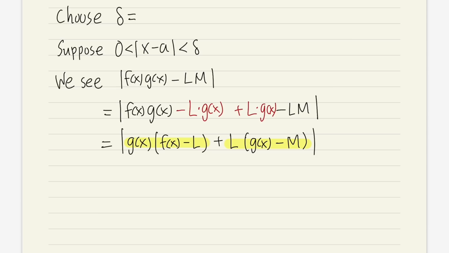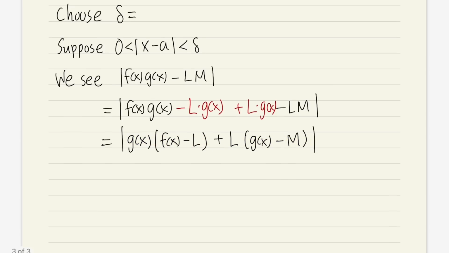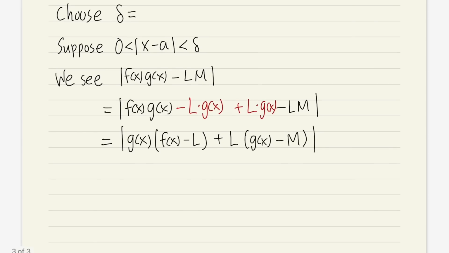And we can do so by using the so-called triangle inequality. And let me just break it down for you guys, and I'll tell you guys what exactly that is. We can say this is less than or equal to the absolute value of the first part, which is this. So I will just write down g of x times f of x minus L. And then we add absolute value of the second part, L times g of x minus M.